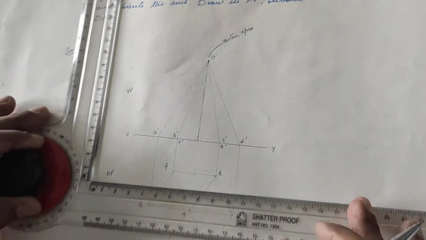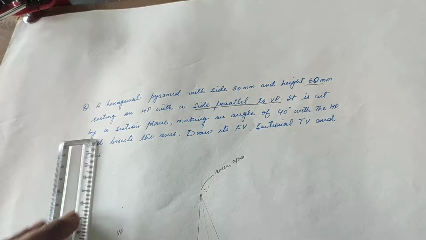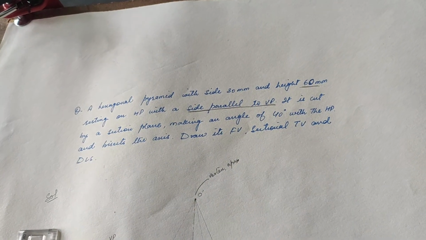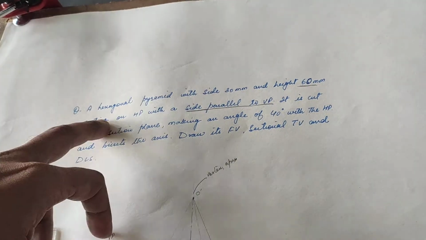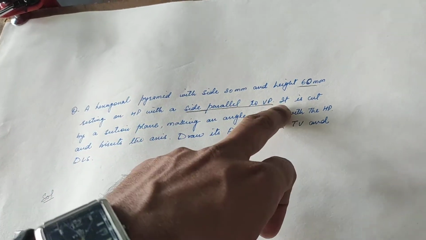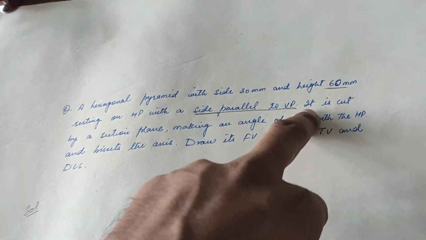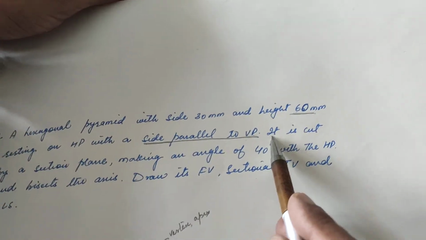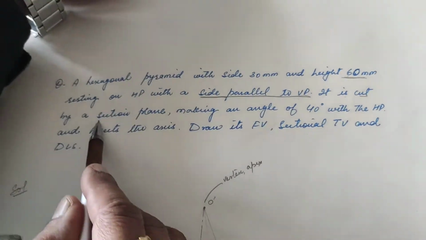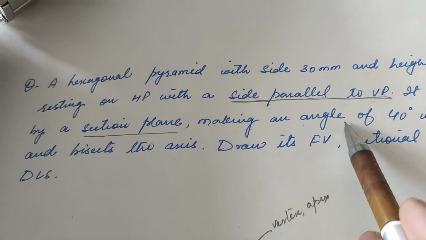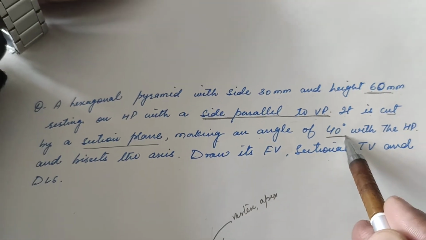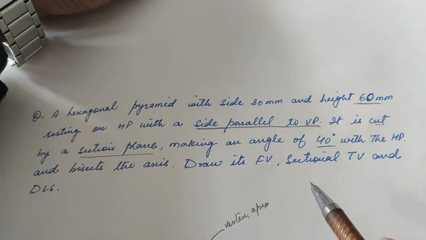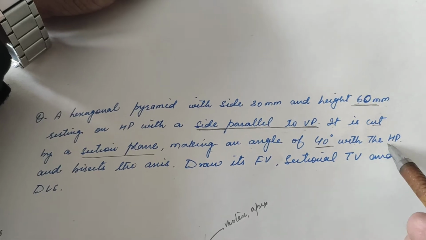So keep it in mind and let's see the problem. We have completed the top view and front view of the hexagonal pyramid. Now, as the problem belongs to the section of the solid, let's see the section. It is cut by a section plane making an angle of 40 degrees. So we have to make a section plane which is inclined at 40 degrees with the HP.